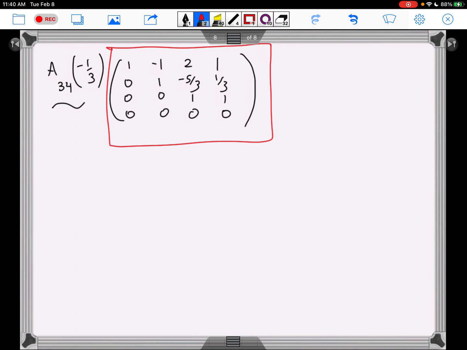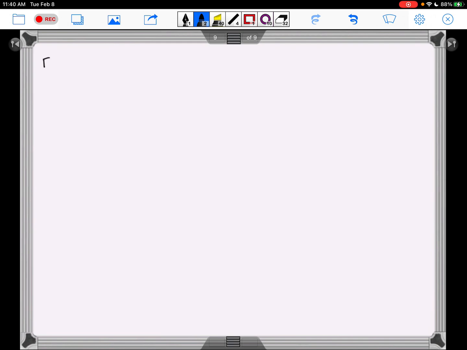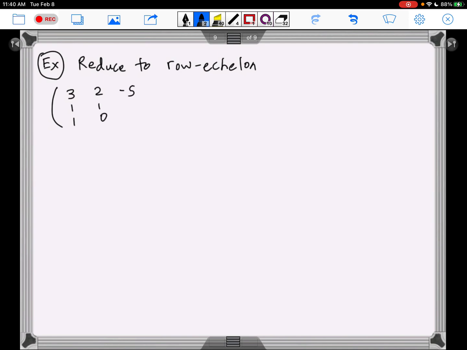I would like for us to do one more example of this. We are going to do a little bit more. Okay, so again, I want us to reduce to row echelon form. So we have 3, 1, 1, 2, 1, 0, -5, -1, 3, 2, 1, 4.